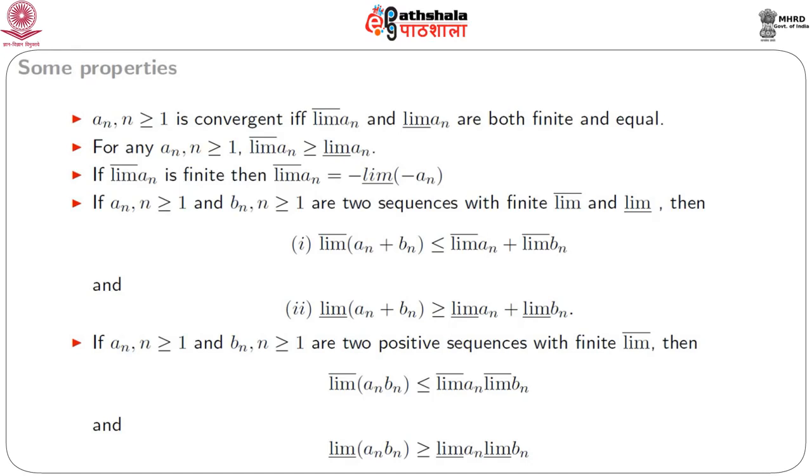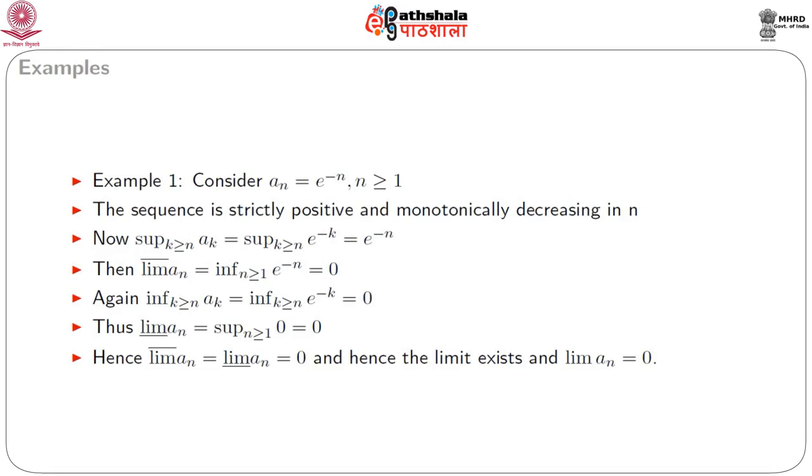If a_n and b_n are two sequences with finite limit superior and limit inferior, then the limit superior of a_n plus b_n is less than or equal to the limit superior of a_n plus the limit superior of b_n, and the limit inferior of a_n plus b_n is greater than or equal to the limit inferior of a_n plus the limit inferior of b_n. If a_n and b_n are two positive sequences with finite limit inferior and limit superior, then the limit superior of a_n b_n, the product, is less than or equal to the product of the limit superiors.